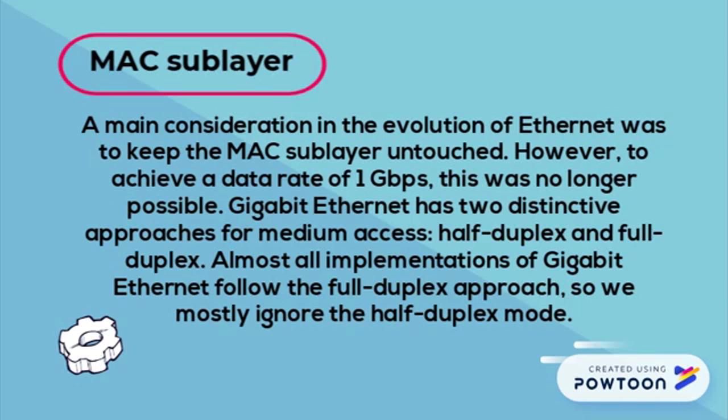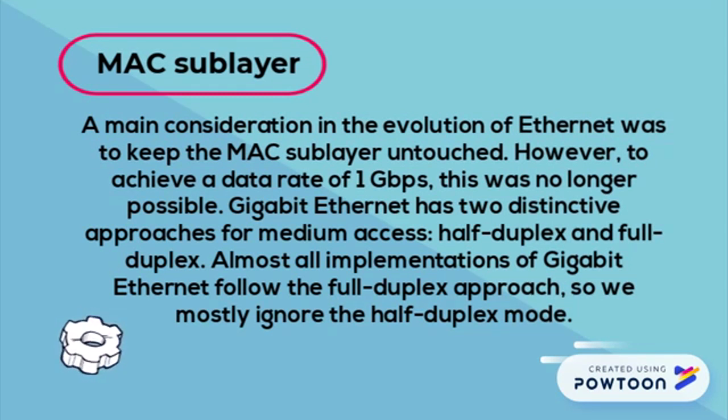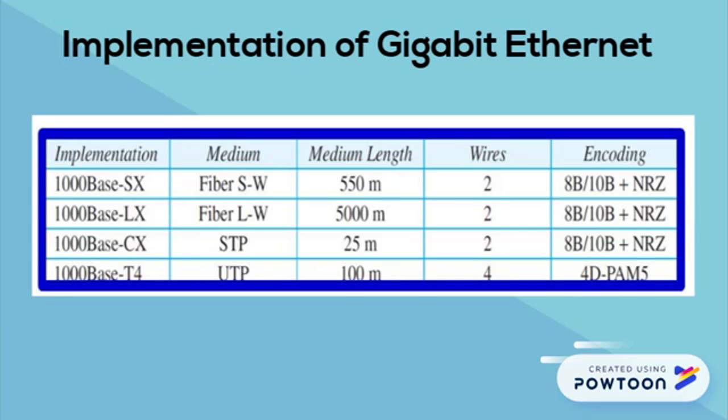A main consideration in the evolution of Ethernet was to keep the MAC sublayer untouched. However, to achieve a data rate of 1 Gbps, this was no longer possible. Gigabit Ethernet has two approaches for medium access, half-duplex and full-duplex. Almost all implementations of Gigabit Ethernet follow the full-duplex approach, so we mostly ignore the half-duplex mode. 1000Base-SX, 1000Base-LX, 1000Base-CX, 1000Base-T4.